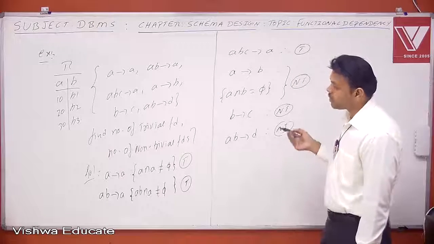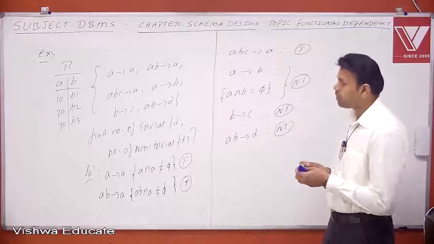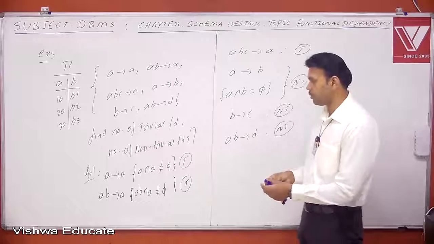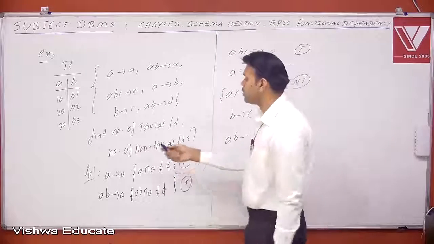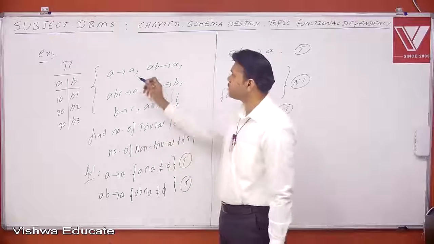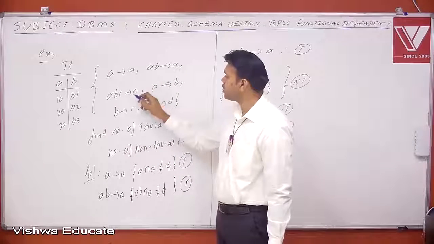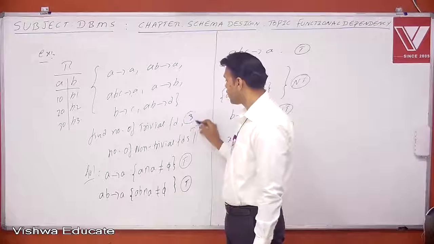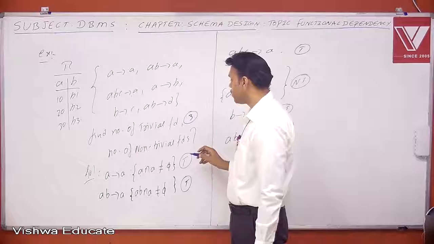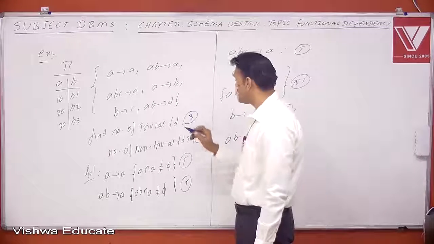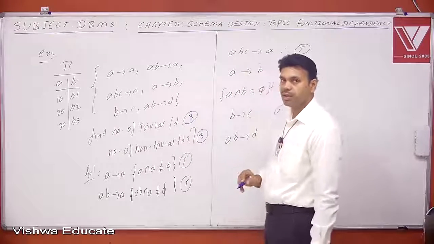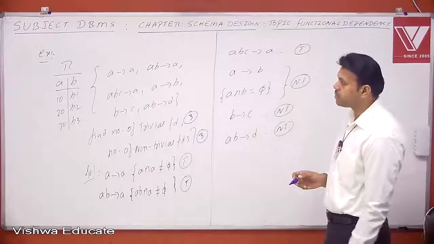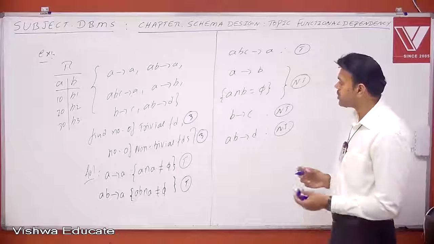So this is how I can write how many are trivial and how many are non-trivial. How many are trivial? Find the number of trivial FDs. Trivial, trivial and trivial are 3, and 3 come under non-trivial. I hope you understood. Very simple. Copy this example.